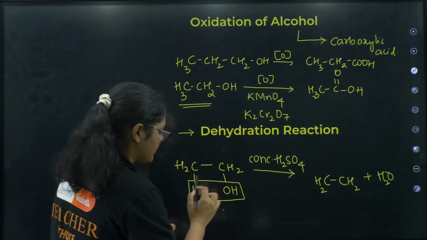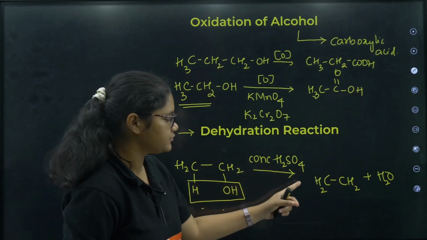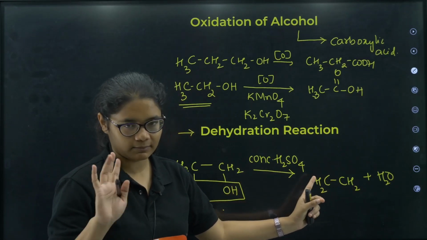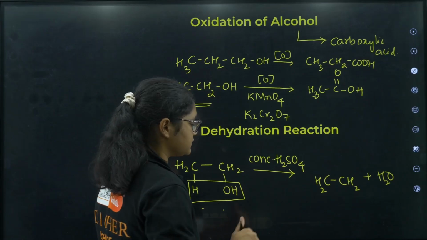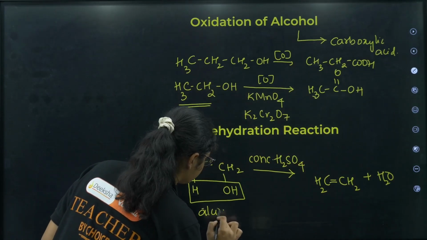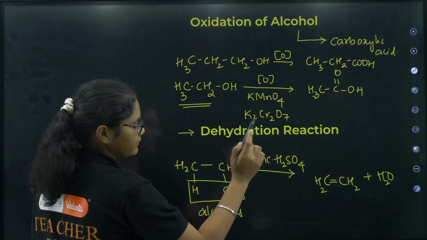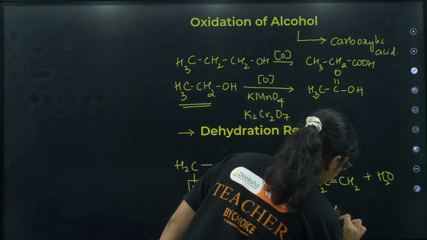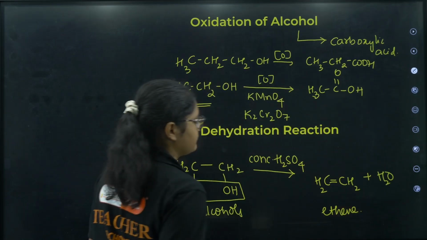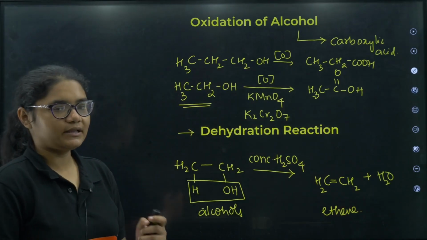Now you see the balancing of the carbon must be satisfied. Now it has just 2 hydrogens and 1, so 3 bonds are there. So when there is a loss, a double bond is formed. So when alcohols undergo a dehydration reaction in presence of concentrated sulfuric acid, they give you ethene, right? Clear. So these were the reactions.